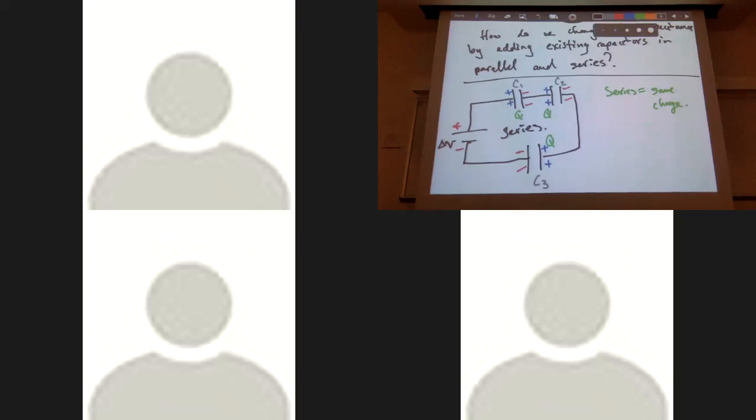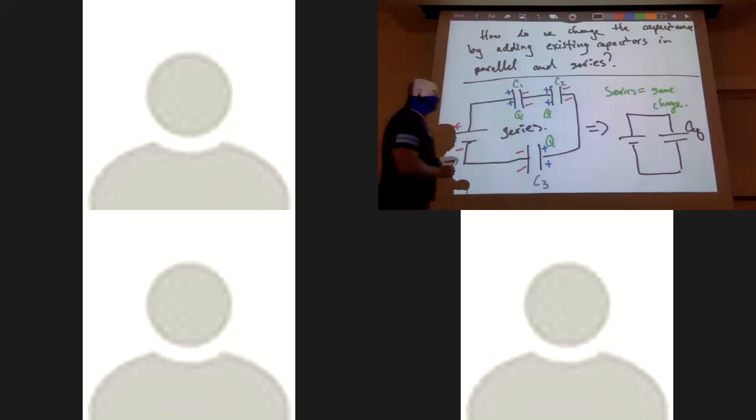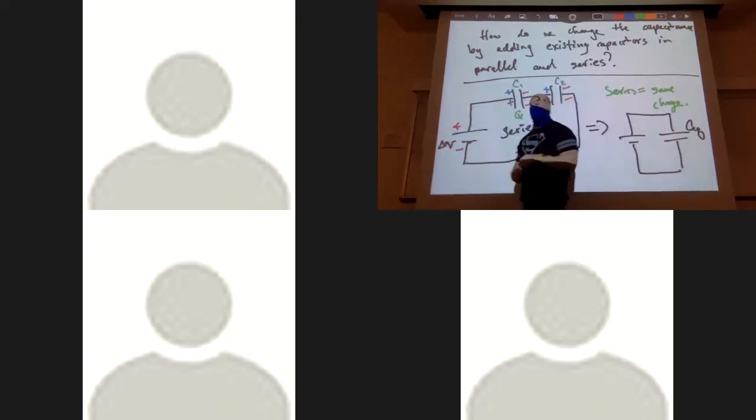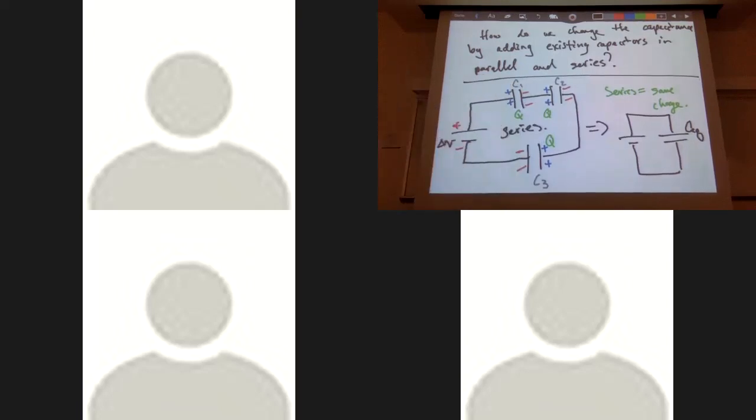So basically what we want to do is break this circuit down so that we can replace these capacitors by a single capacitor, which is what's called CEQ, the equivalent capacitance of these three capacitors combined together. All three of these capacitors are acting as a single capacitor, CEQ. So here we want to know what is CEQ.